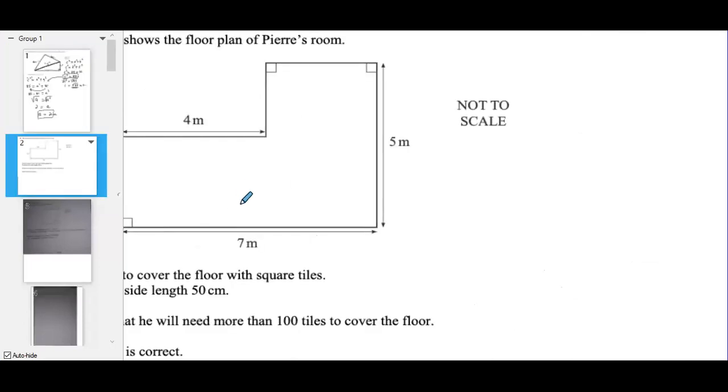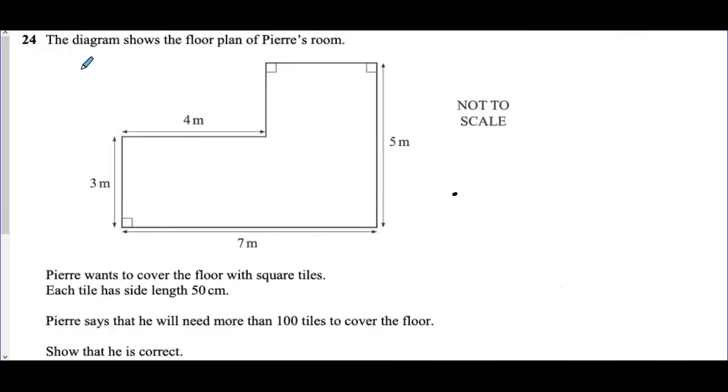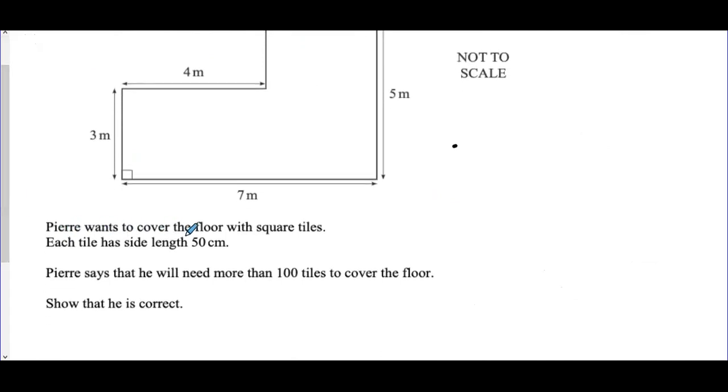So the next question will be this question here. The diagram shows the floor plan of Pierre's room. This is a floor plan of Pierre's room. And Pierre wants to cover the floor with square tiles.